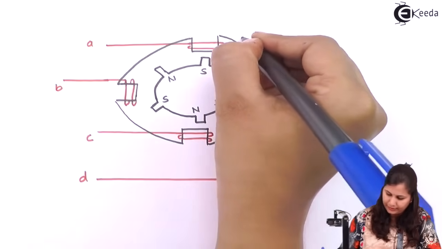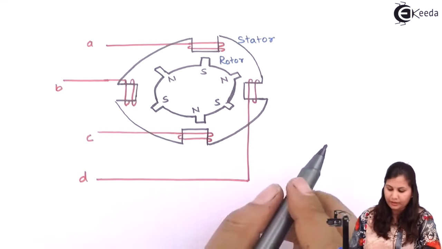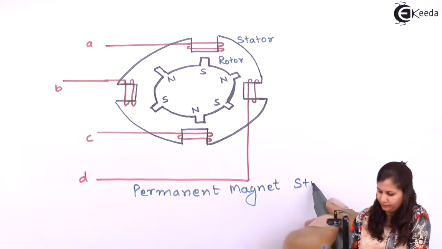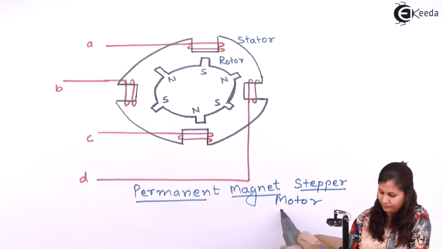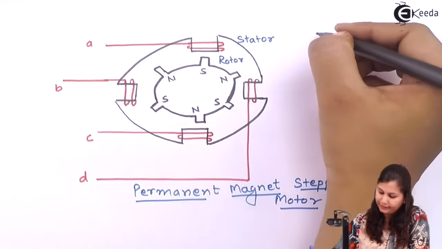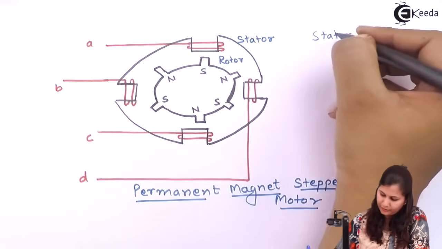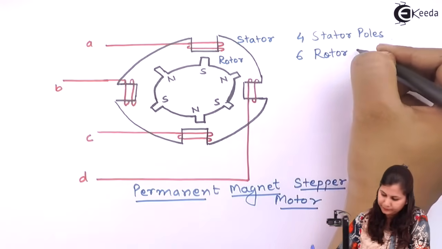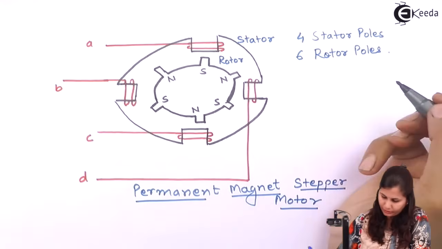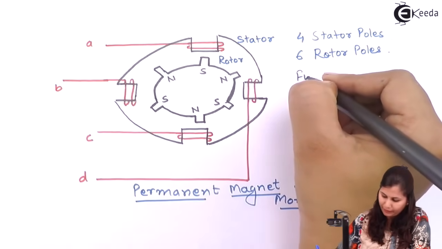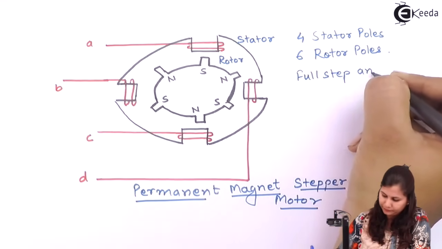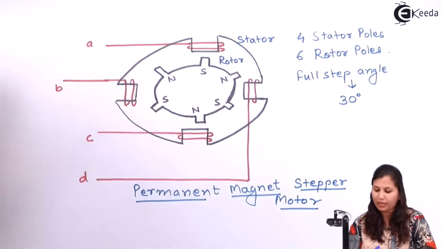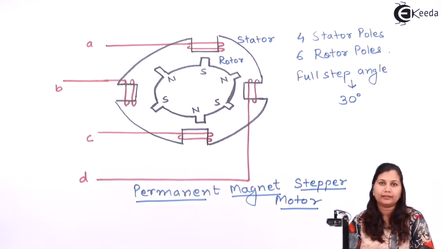This was the rotor and it is the stator. Now this is the permanent magnet stepper motor, and in this we are having the stator. There are 4 stator poles, there are 6 rotor poles. And the full step angle of this motor is 30 degrees. That is, for every input pulse, this rotor will move by an angle of 30 degrees.